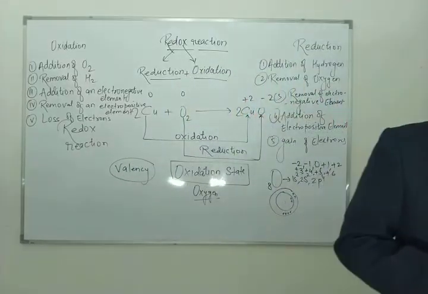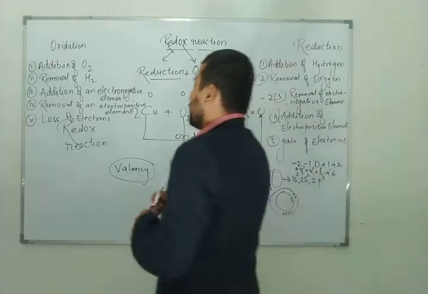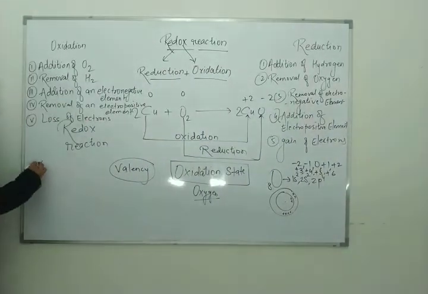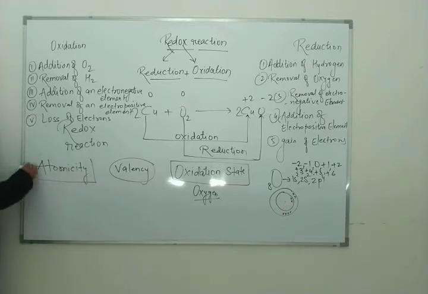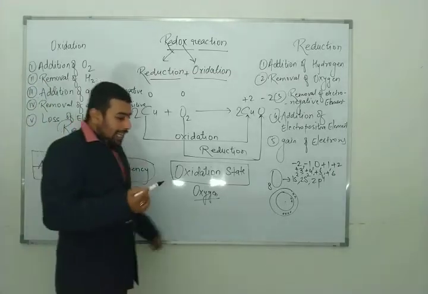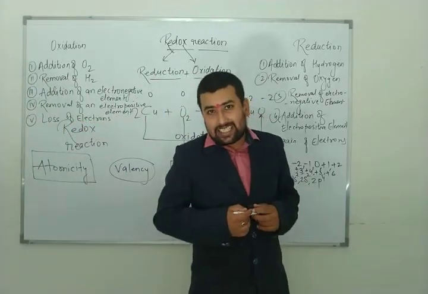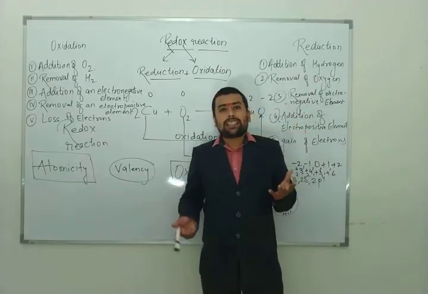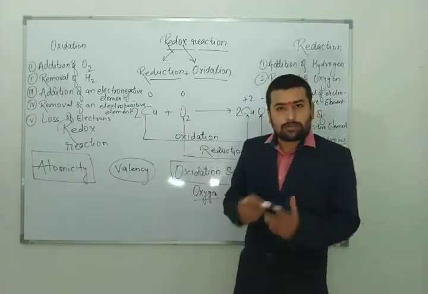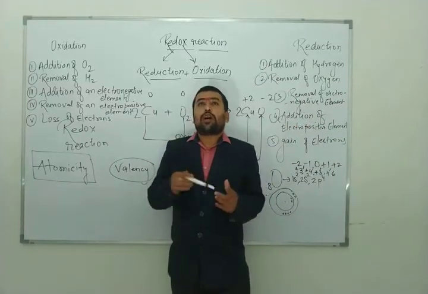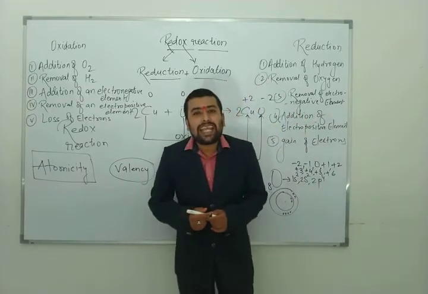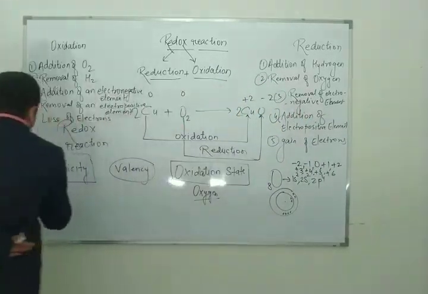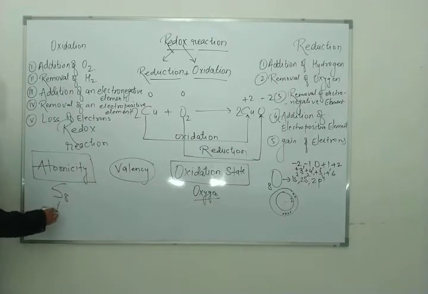Now one thing which I want to say to you is atomicity. Have you heard the word atomicity? The meaning of this word atomicity is that the element exists in nature by attaining 1, 2, 3, 4, 5 atoms. I mean, if I talk about oxygen, phosphorus, sulfur: sulfur exists in the S8 form. Oxygen exists in the O2 form. Phosphorus exists in the P4 form.